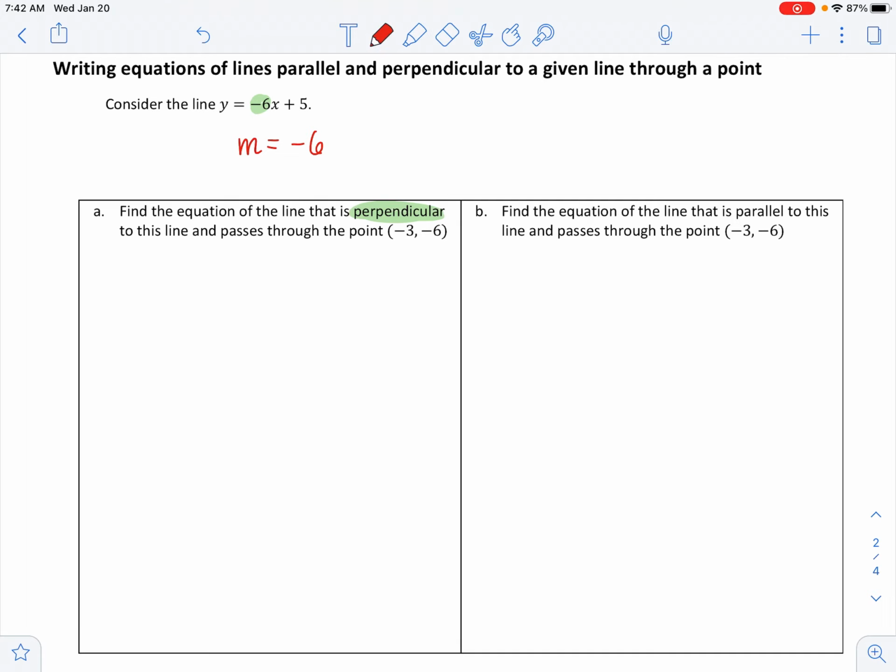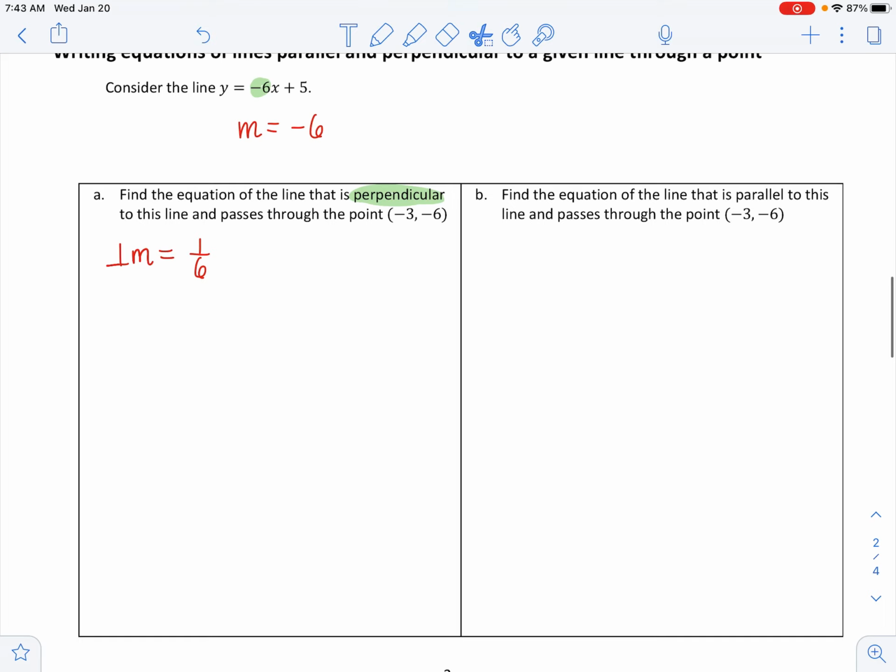So let's write the perpendicular slope first. The slope that we should be using for part A is going to be the opposite reciprocal of negative 6. So we need to use a slope of positive 1 over 6, because negative 6 is negative 6 over 1. If you flip that fraction, you will get 1 over 6. So let's use a slope of positive 1/6 for part A.